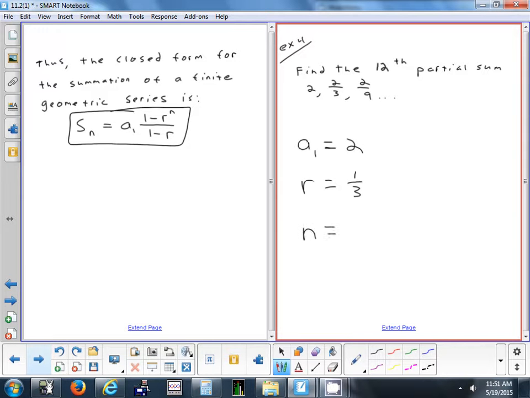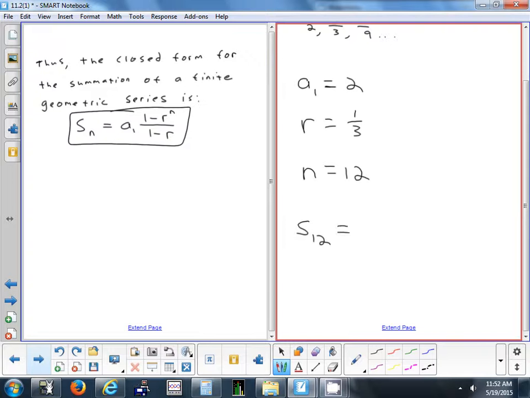And n, that's how many terms we're adding up. Victoria, how many terms are we adding up? 3. So did it say find the third partial sum? 12. Adding up the first 12 terms. Okay, enough that it would probably take too long to find the next 9 terms and then enter all those fractions into the calculator. Right, so now just fill into your formula.